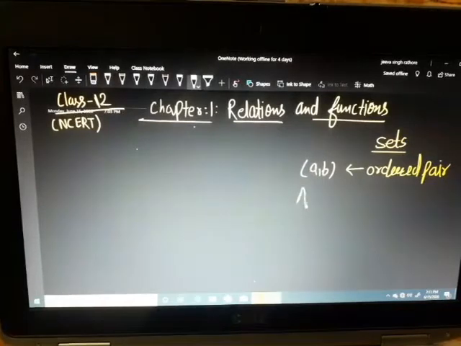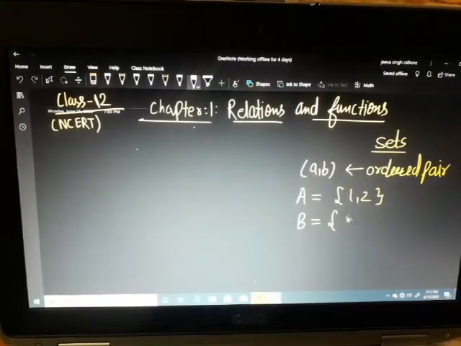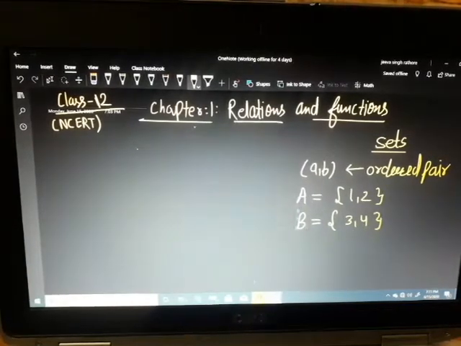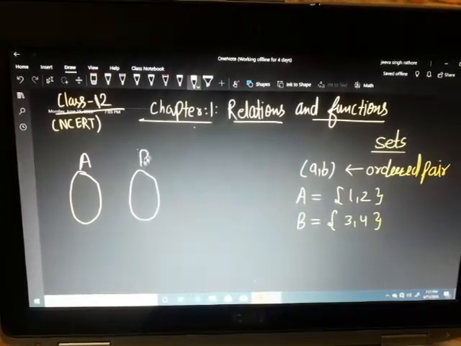Let's consider a set A having the elements 1, 2 and another set B having the elements 3 and 4. Now you want to find the Cartesian product, which is given by A cross B. I can show it in a pictorial diagram. This is set A, this is set B. In set A, the elements are 1 and 2, and in set B, the elements are 3 and 4. Sets are represented by capital letters.